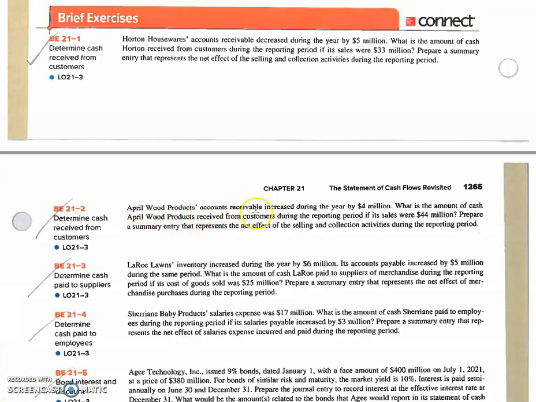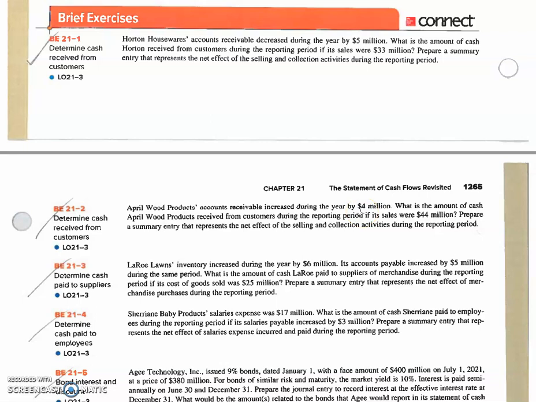April Wood Products accounts receivable increased during the year by $4 million. What is the amount of cash April Woods received from customers during the reporting period if its sales were $44 million? Again, prepare a summary entry that represents the net effect of the selling and collecting activities during the reporting period. Well, we had a credit of $44 million to sales revenue, right? And then we had an increase of $4 million to accounts receivable. So that's going to be a debit to accounts receivable.